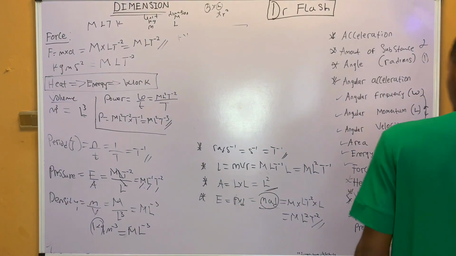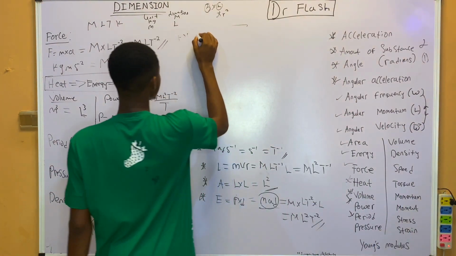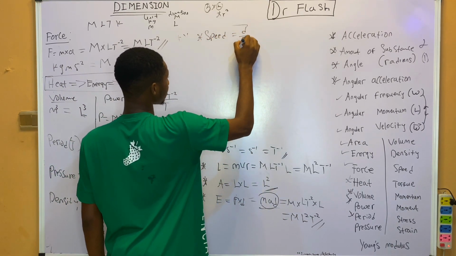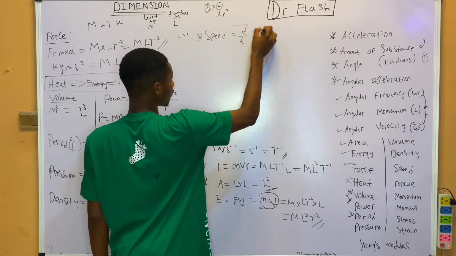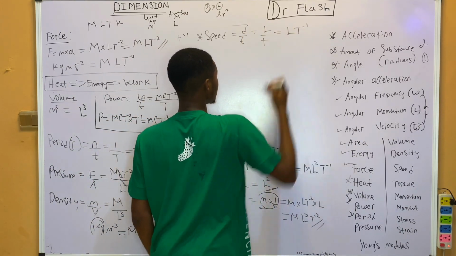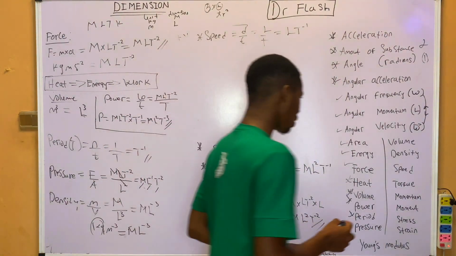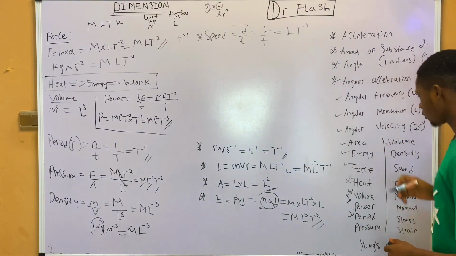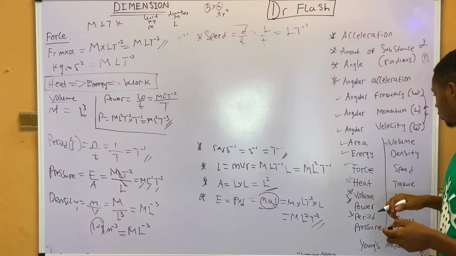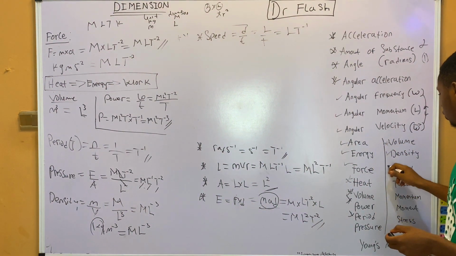Now for speed, I'm going to do it up here. Speed is distance over time. Distance has the dimension of L, time has a dimension of capital letter T, so that gives us LT minus 1. Okay, so we have done that of volume. I think I wrote volume twice, so I'm going to take out this one. We've done density, we've done speed.